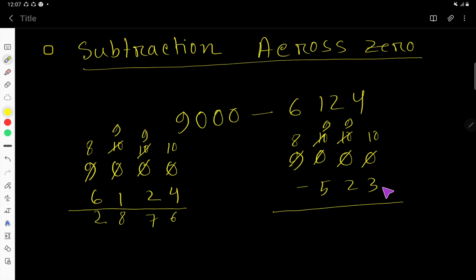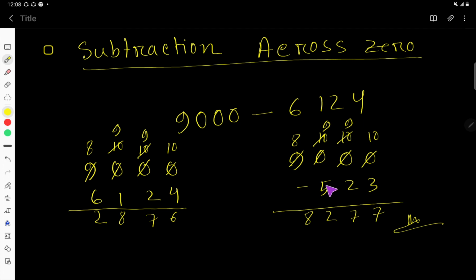So 10 minus 3, that gives you 7, right? Then 9 minus 2, that gives you 7. 9 minus 5, that gives you 4. And 8, there is nothing here, that is 0. 8 minus 0, 8. So this is the answer.